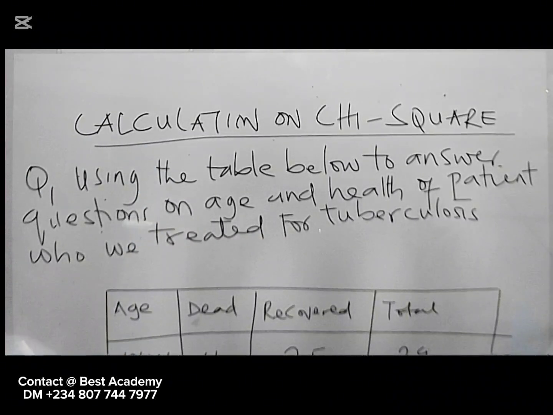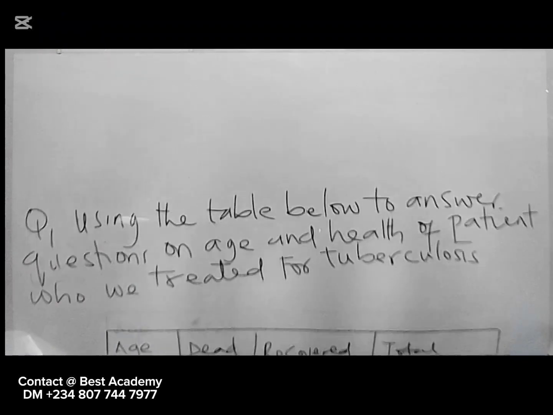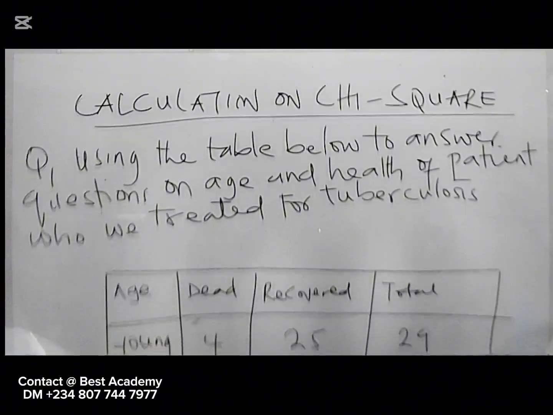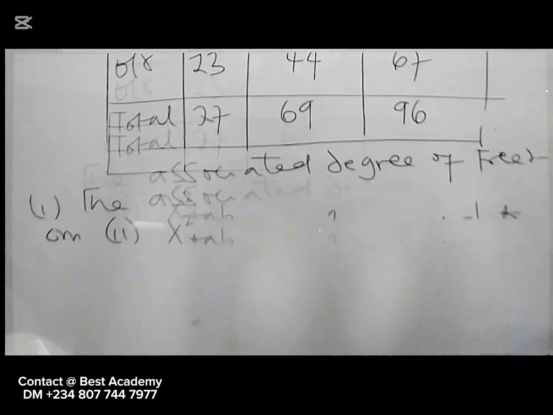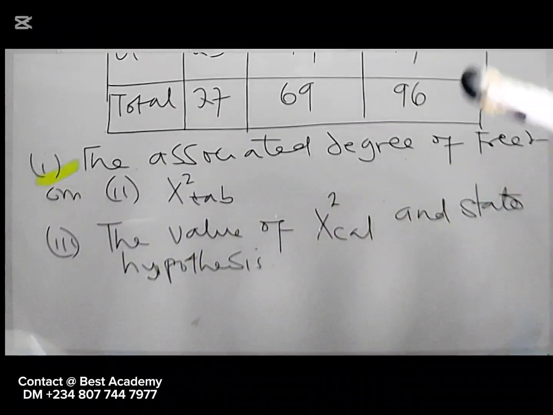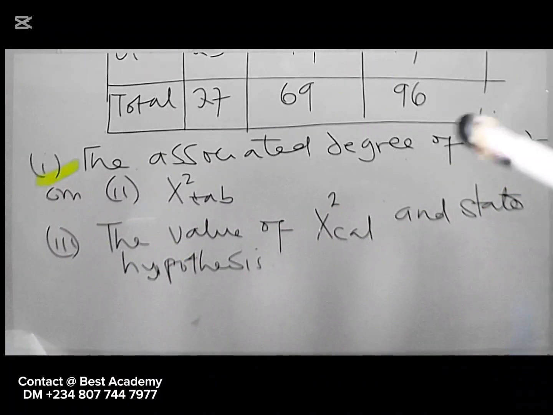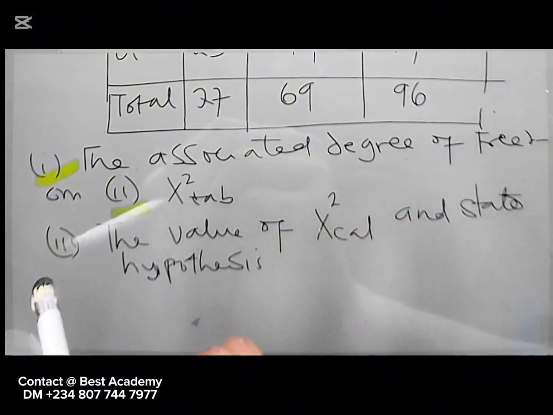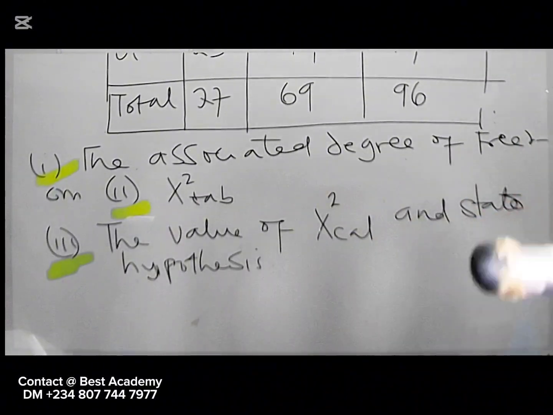In this video, we're going to focus on calculation on chi-square. There is a particular exam question on chi-square. All you just have to do to get these questions here, question I, is to know how to calculate degree of freedom, and to know how to calculate chi-square tab.